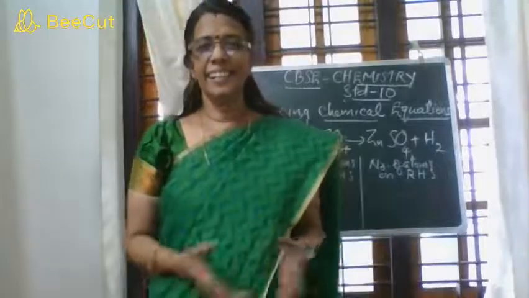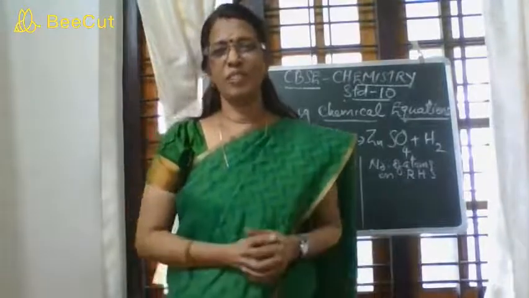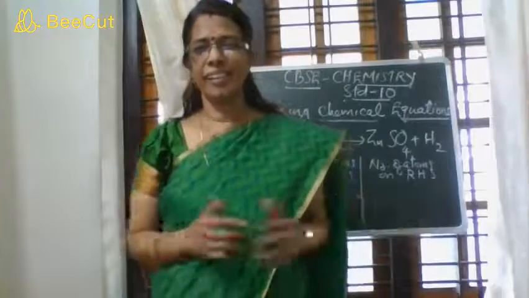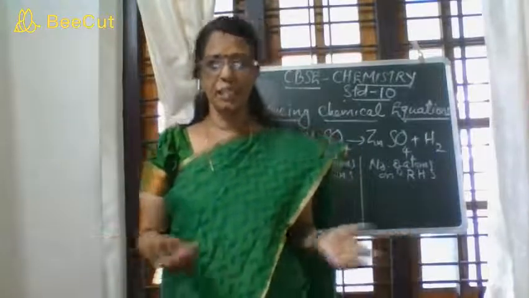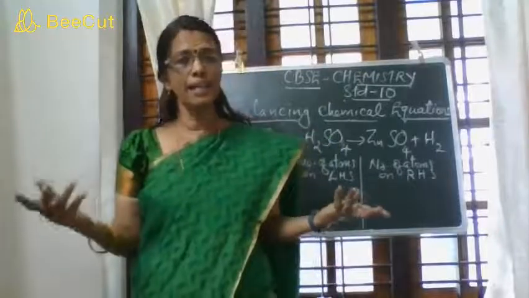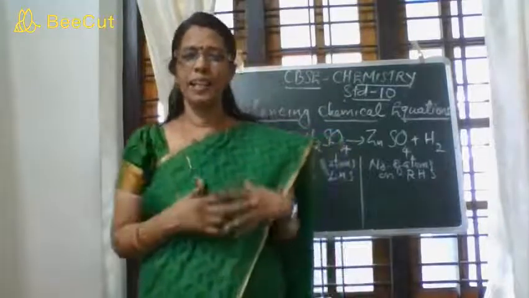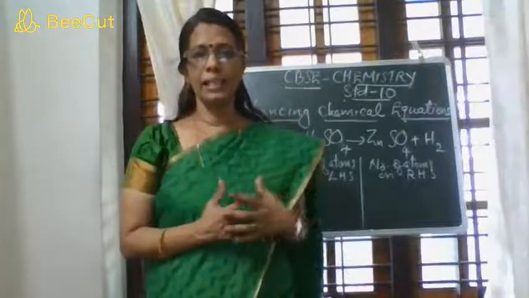In nature, nothing is created, nothing is destroyed. That is the law of conservation of mass. Every chemical reaction follows the law of conservation of mass. That's why we have to balance a chemical equation. Why do we balance a chemical equation? That is a question that always arises in our minds.